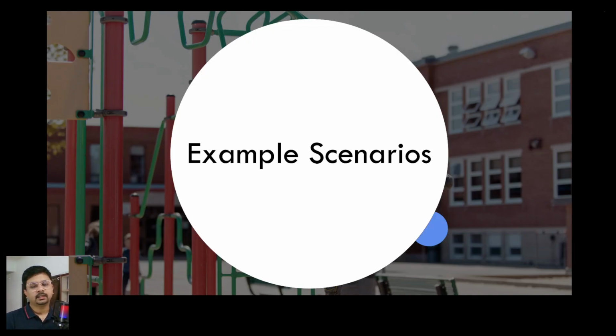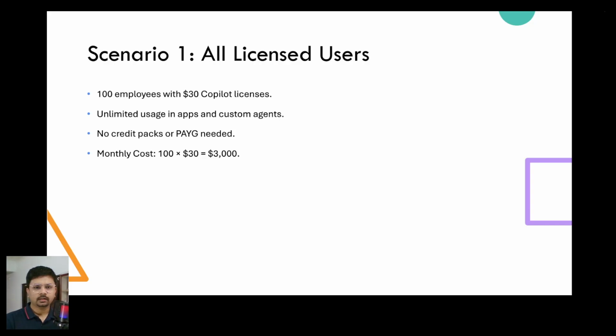Now let's see some example scenarios. First is all licensed users. Let's say there are 100 people, all with Copilot licenses. The cost is around $3,000. 100 times 30, that is about $3,000. No credit packs, no pay as you go models needed, unlimited use and custom agents.